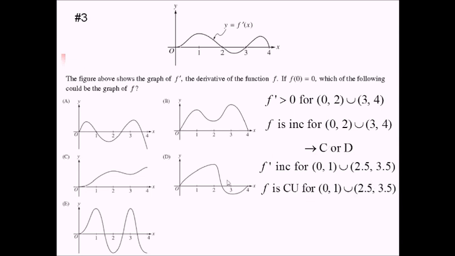So looking at choices C and D, C appears to be concave up between 0 and 1 and also from 2.5 to 3.5. D, well, from 0 to 1, D is actually concave down. So we can eliminate D, and that just leaves us with choice C.